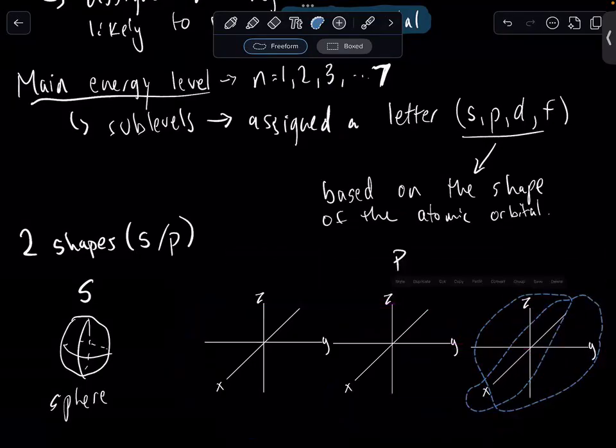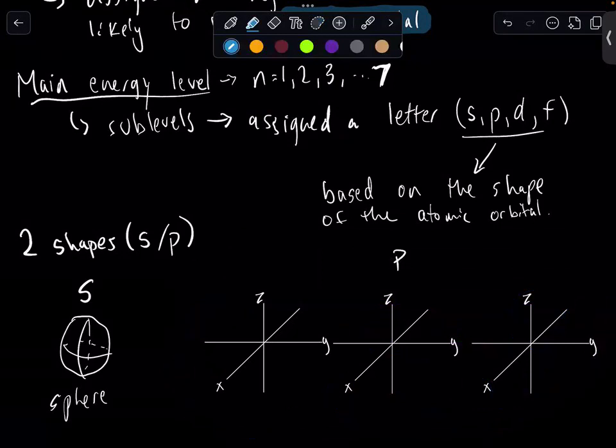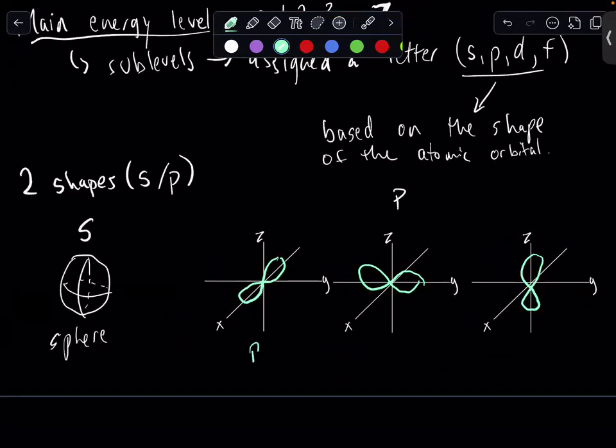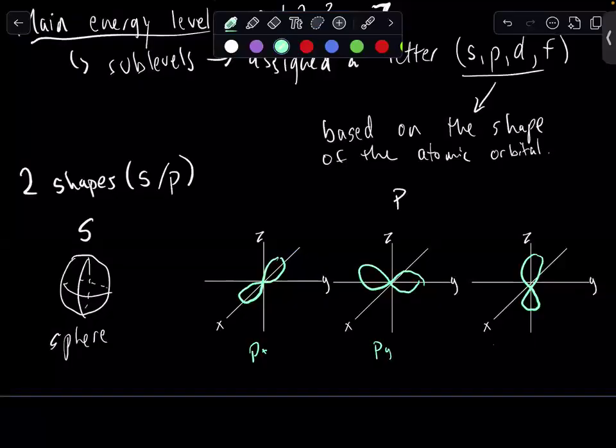So we have three orbitals, and these look a little different. I'll switch colors here. We have one on the x-axis, and this is, of course, three-dimensional. It's not just a figure eight. We have one on the y-axis, also three-dimensional, and one on the z-axis, also three-dimensional. This is our px, py, and pz atomic orbitals. And these we generally call dumbbell shaped.